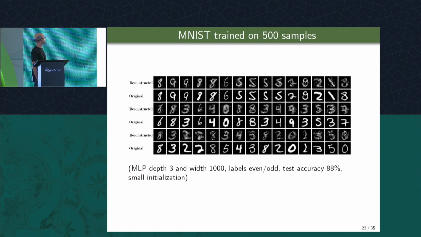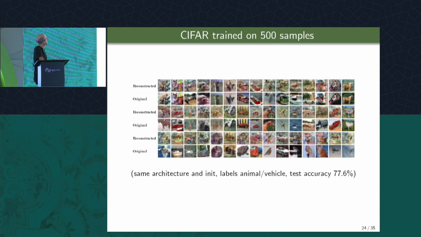Maybe surprisingly, it works pretty well. Again, at least on relatively simple neural networks, we can actually reconstruct a very significant portion of the training examples. These are some more examples. This is in the context of MNIST. This is in the context of CIFAR on 500 examples. So we definitely don't reconstruct all of the training examples, but a pretty significant chunk.